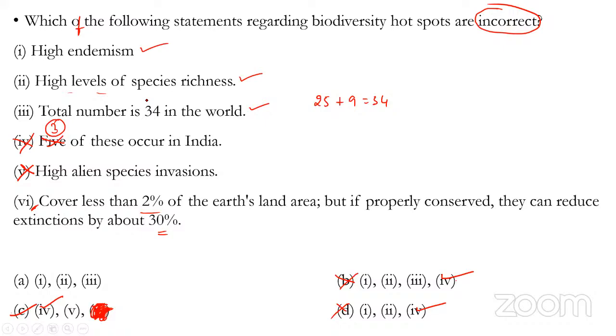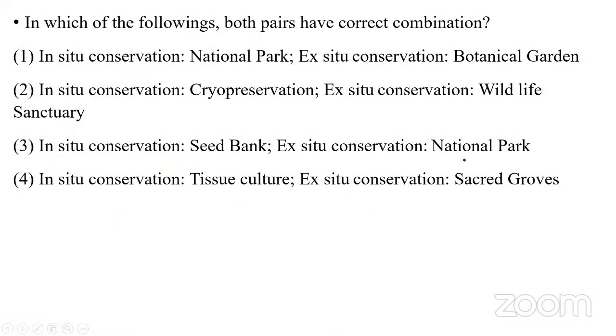Are you done? Okay. Shall we proceed? So let us take up this last question from this chapter and start the next chapter, that is the last chapter, called Environmental Issues. In which of the following both pairs have the correct combination? In situ conservation includes national park, ex-situ conservation includes botanical garden, so the answer should be this one. In the second option, in-situ conservation is cryopreservation. Yes, it is conservation of biological samples at extreme low temperature. It is quite an advanced method, but not in-situ conservation; it is an example for ex-situ conservation. So this cannot be the correct answer.